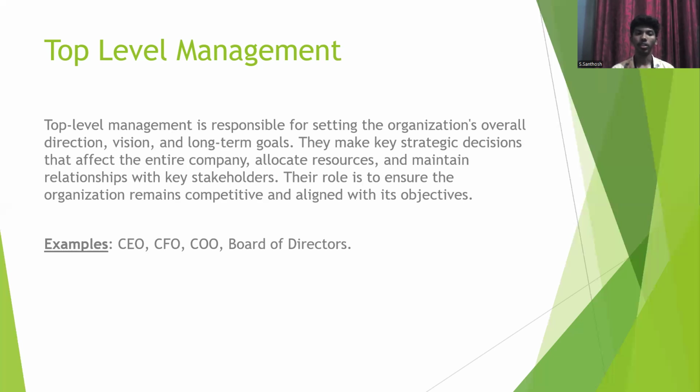Their role is to ensure that the organization remains competitive and aligned with its objectives. The examples for top level management are CEOs, CFOs, COOs, and board of directors. As we discussed before, the CEO is like the head of the company, at the top level of a company, and the board of directors, CFOs, and CEOs all set up these rules and goals that are supposed to be achieved by the organization.